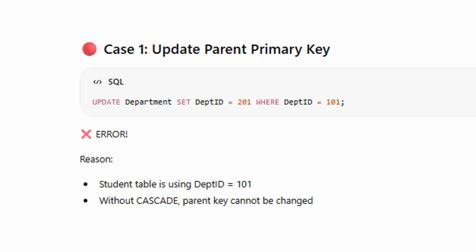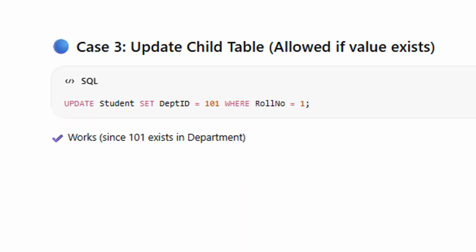So for the first case, update parent primary key. Same thing: UPDATE department SET department ID equal to 201 WHERE department ID equal to 101. The reason is the student table is using department ID 101, so without cascade the parent key cannot be updated. For case 3, update child table. It is allowed if the value exists. For example, UPDATE table name SET department ID equal to 101 WHERE roll number equal to 1.